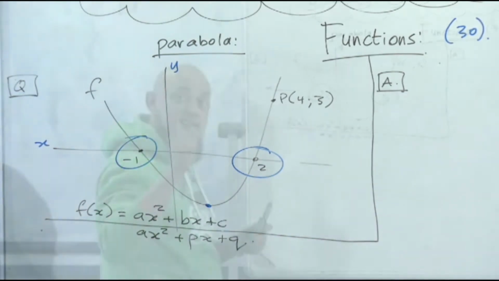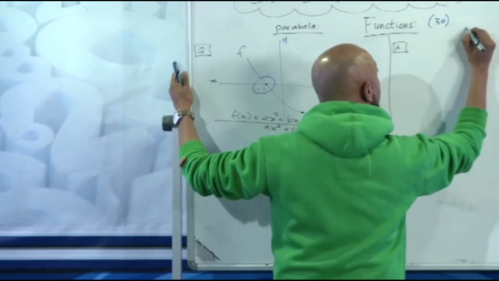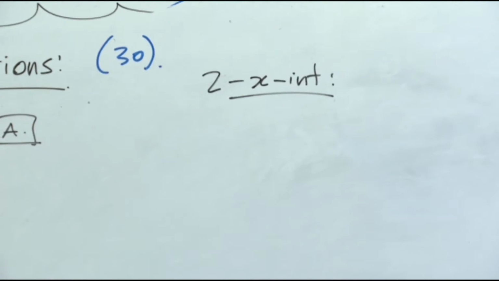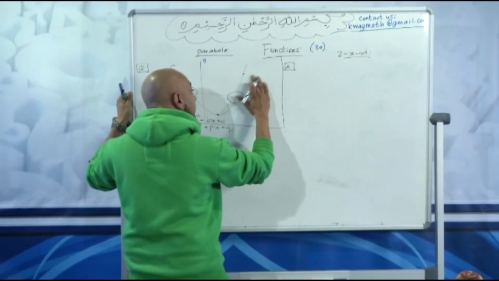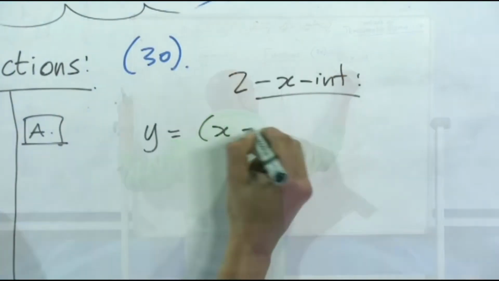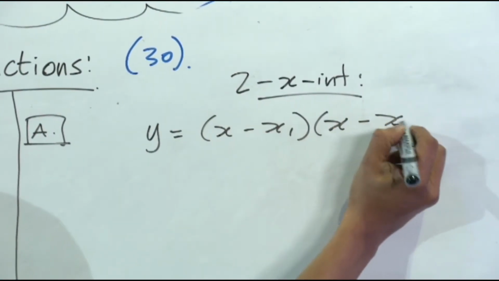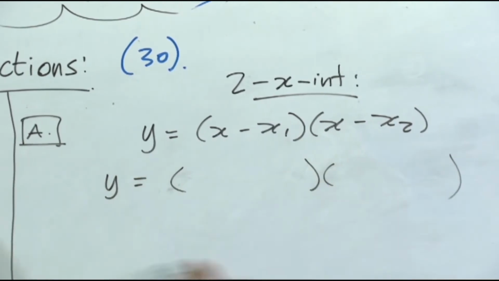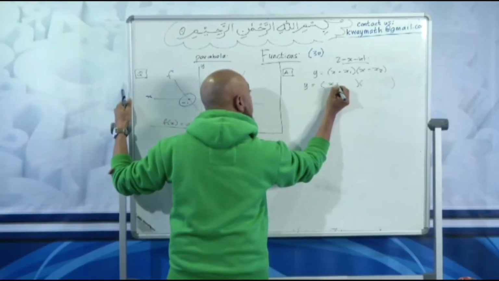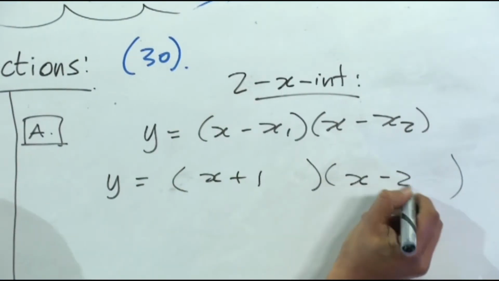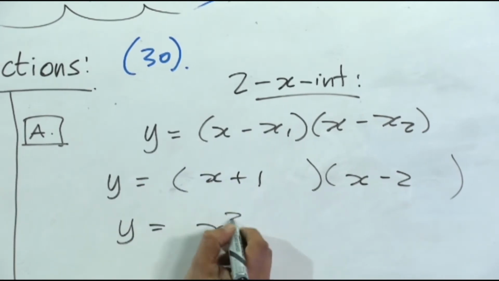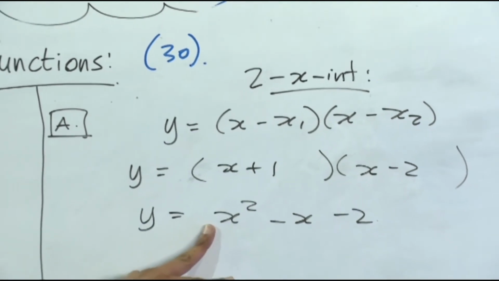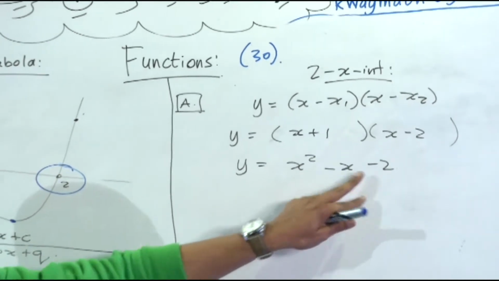So whenever two x-intercepts are given, and a point, let's just say that point wasn't given, then you would just go y equals x minus x1 into x minus x2. Meaning you would say x minus minus 1, x plus 1 into x minus 2. And all you would do now is multiply it out. y is equal to x squared plus 1x minus 2x is minus x minus 2. And that would be your final answer. That's a, that's p, that's q. That's a, that's b, that's c.